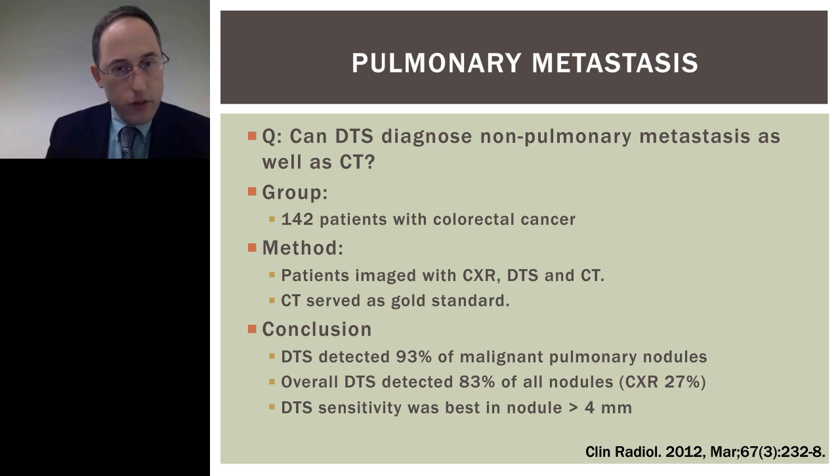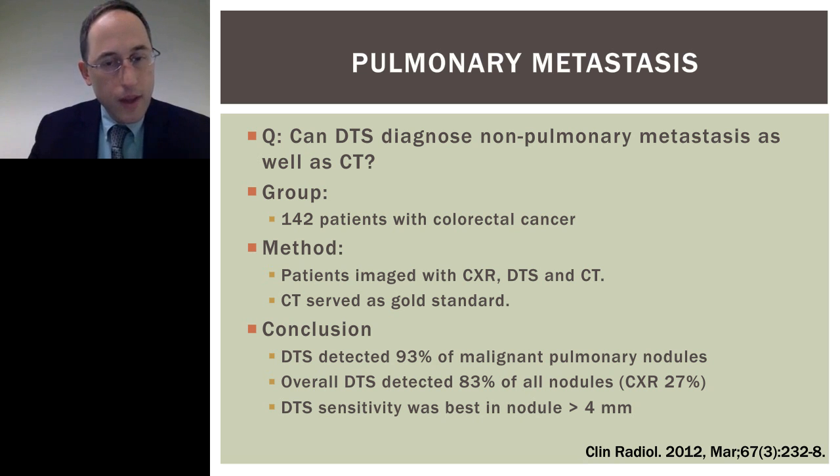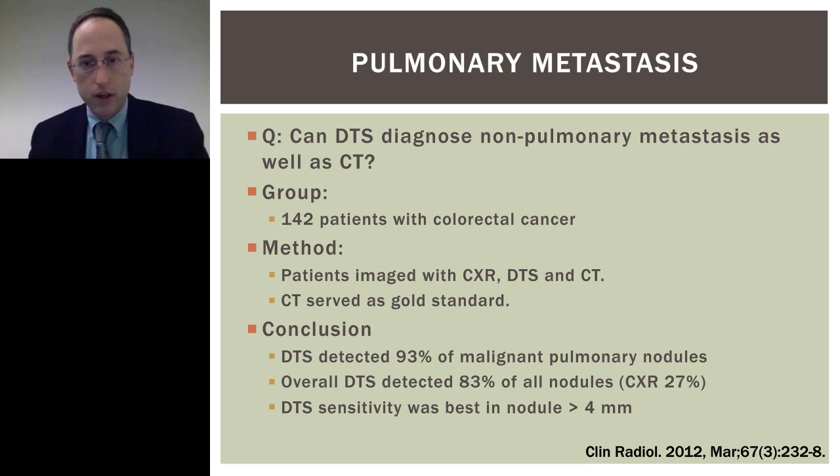And they looked at 142 patients. They all had colorectal cancer. They did all three modalities. CT served as the gold standard, and tomosynthesis found 93% of malignant pulmonary nodules. It found 83% of all nodules, which is interesting because you have to always ask that question, what is your true positive rate? Malignant pulmonary nodules are more likely to be larger and are also more likely to be easily seen. And again, they repeated this finding that nodules greater than 4 millimeters are much better seen.